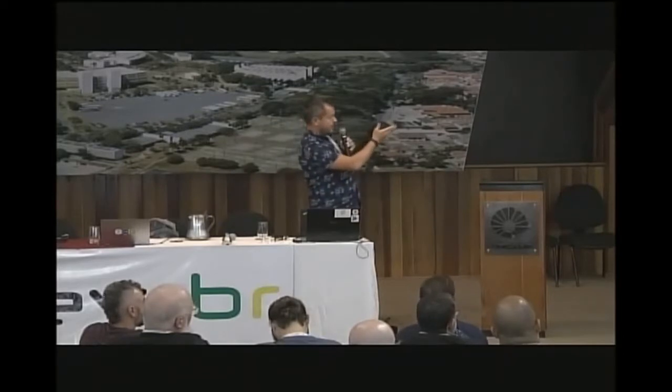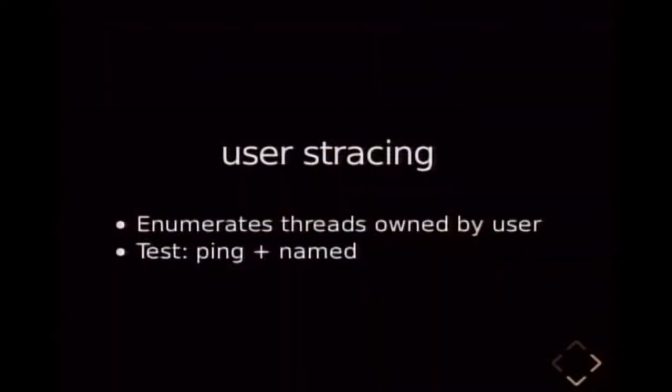There are details on how you can use this to limit the amount of information that you're going to get from doing a strace system-wide. This is another interesting example. It enumerates the threads that some user has, and then you're going to trace just those threads.